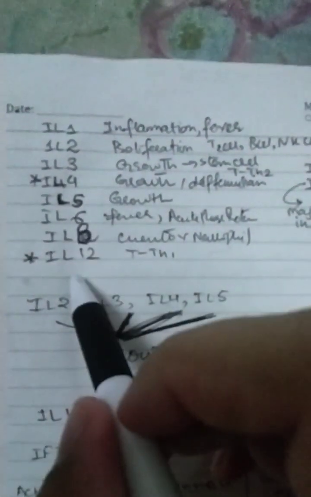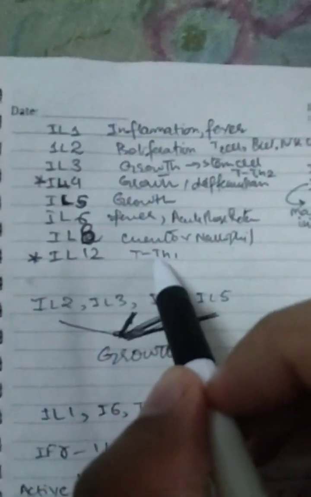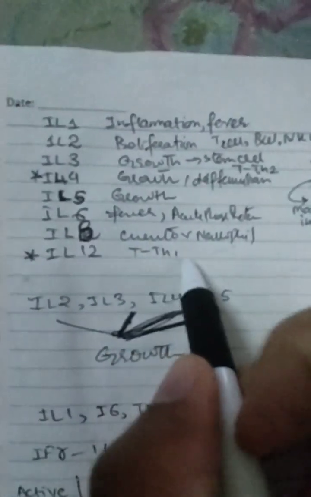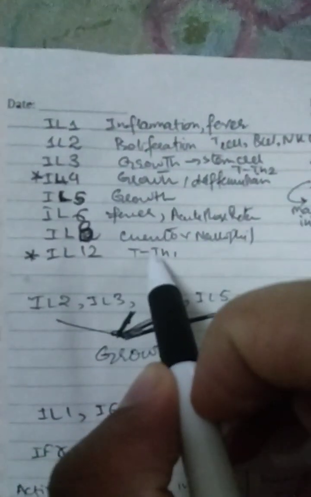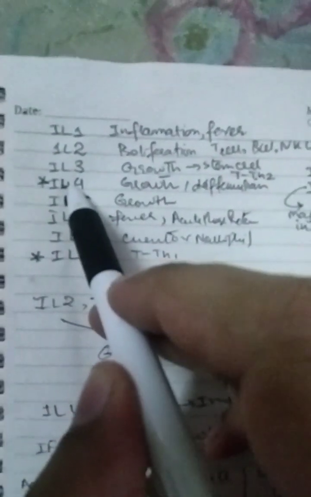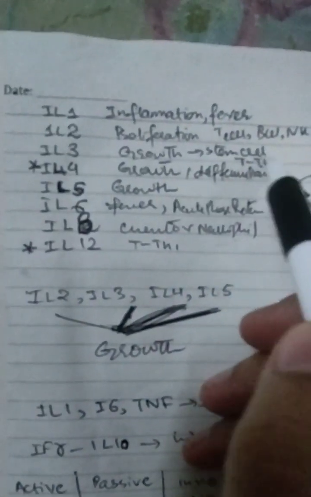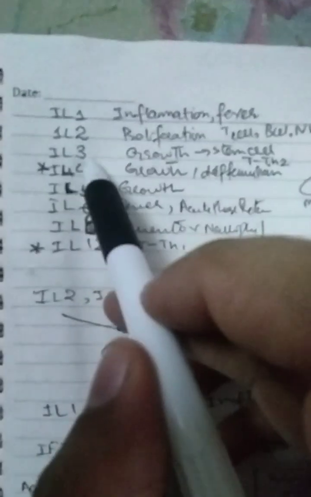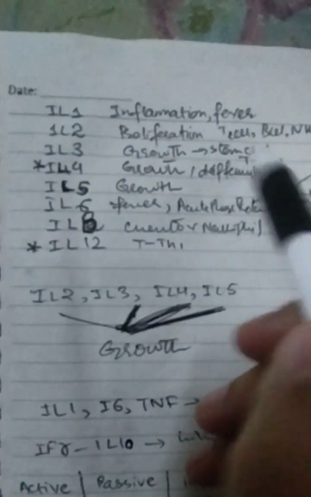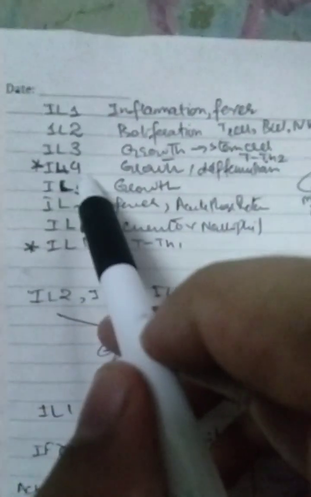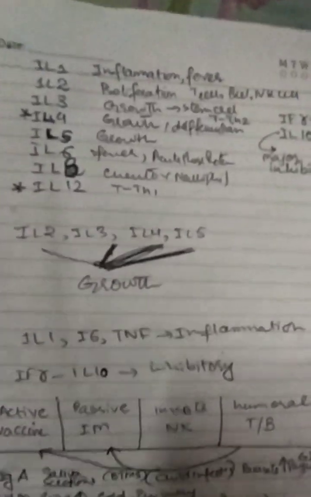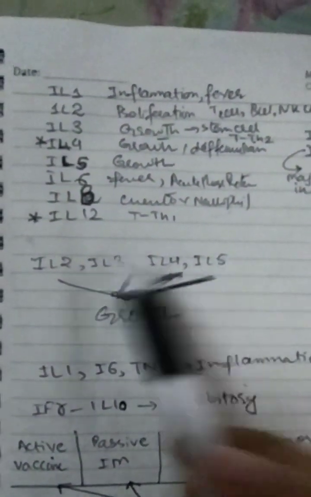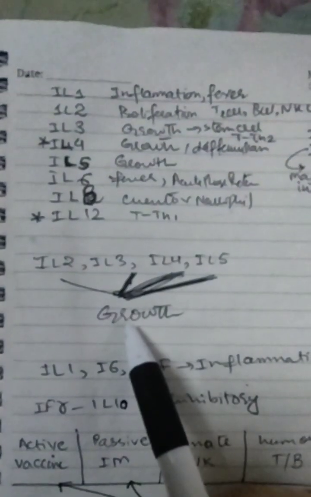Okay, IL-8 is chemotactic for the neutrophil and IL-12 is for the differentiation of Th1. So it has 1 in it, so you will remember that Th1, and IL-4 is responsible for 2, so 2 is an even number, Th2, so 4 is also an even number, so you will remember how it is. IL-4 will make the Th2. Okay, the 2, 3, 4, 6, 5, these are responsible for the growth.